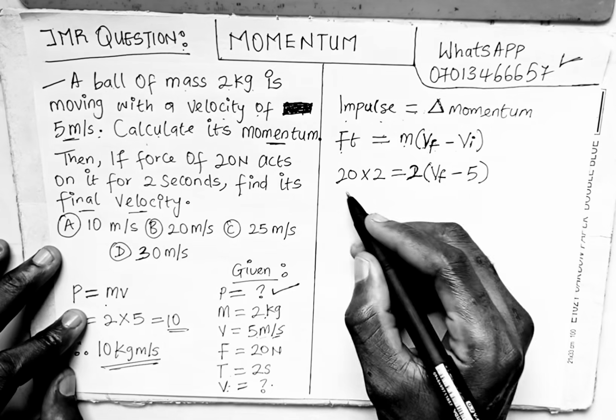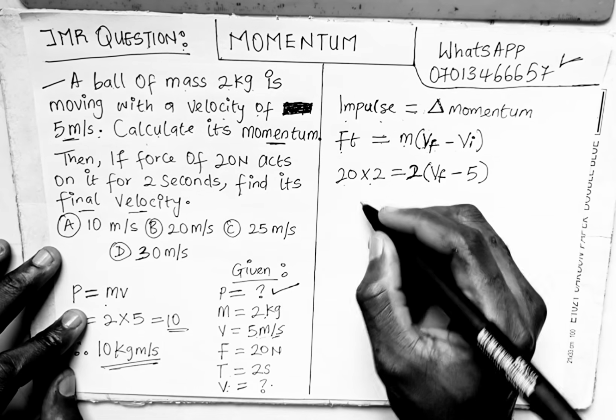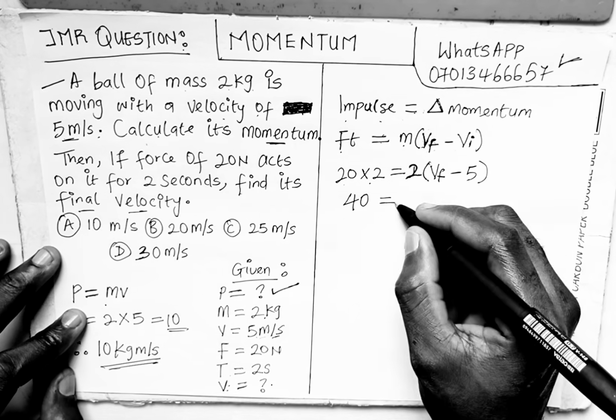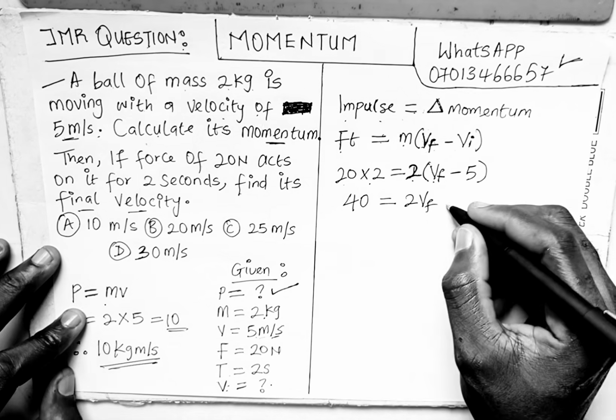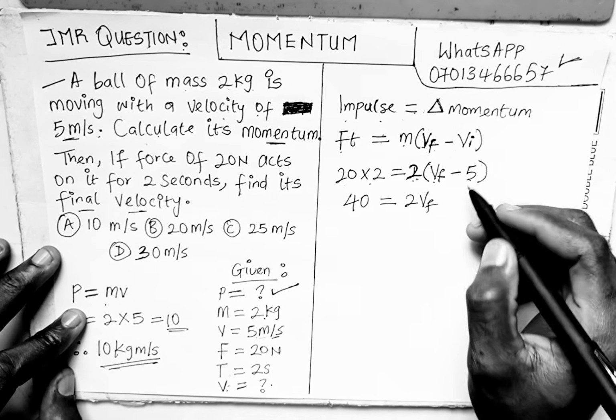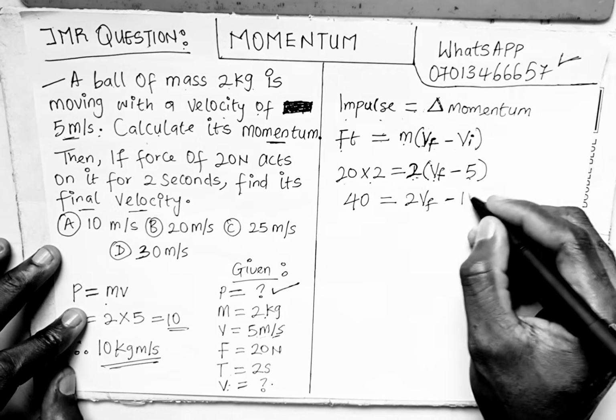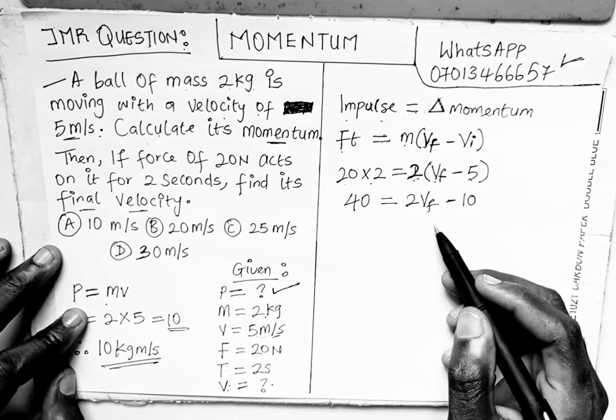To simplify is very easy. 20 times 2 will give us 40. So 40 is equal to 2 times VF, 2VF. 2 times 5 will give us 10, minus. Bring our minus down, 10. We are left with this. So what are we going to do?